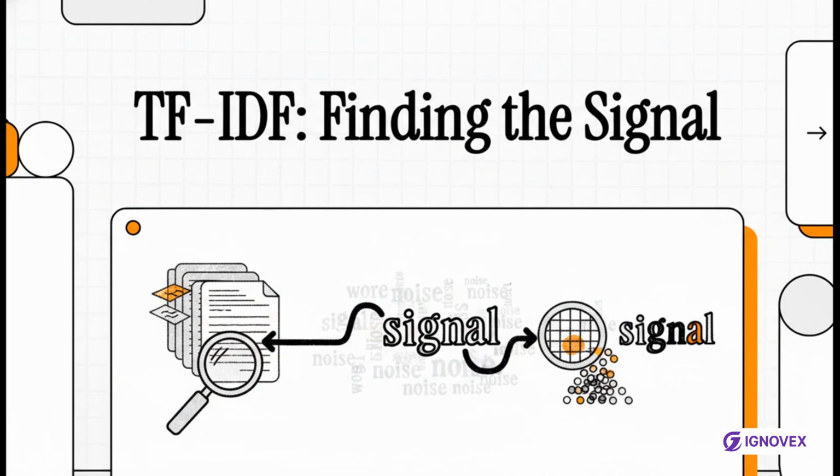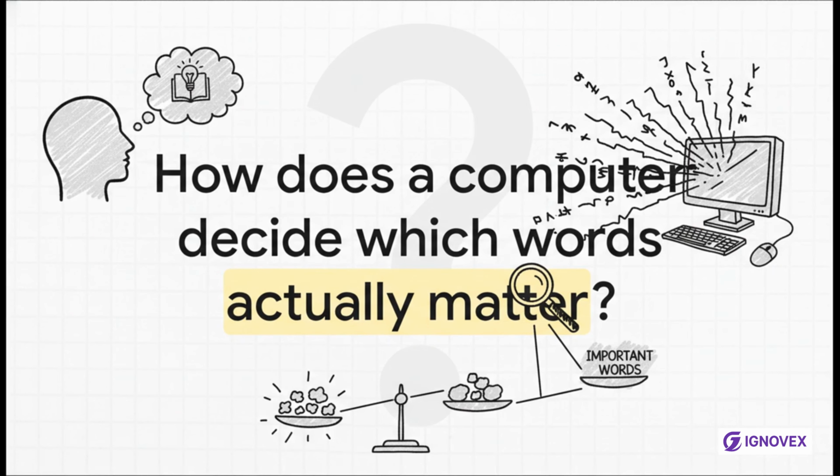Today we're digging into a really clever technique that was one of the first ways we taught computers how to read. It's called TF-IDF, and it's all about how we taught machines to look at a wall of text and figure out which words actually matter, to find that signal hidden in all the noise. So let's start with the big problem.